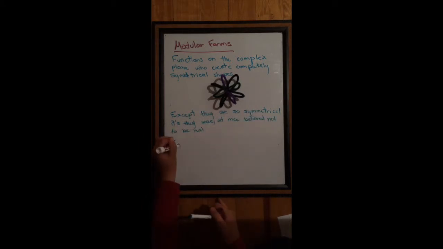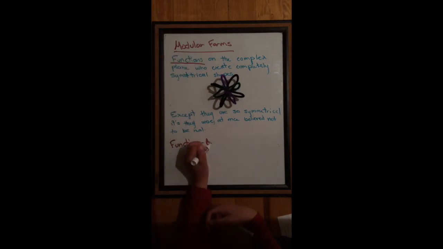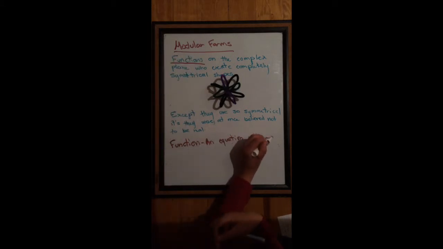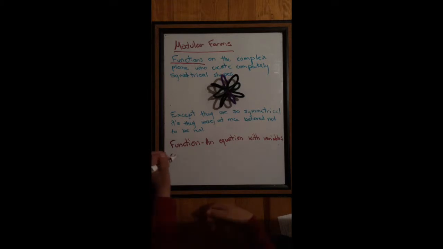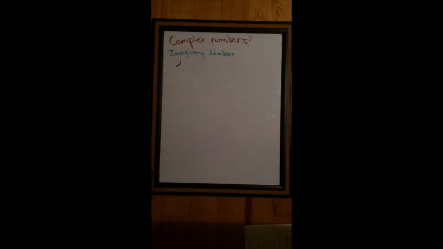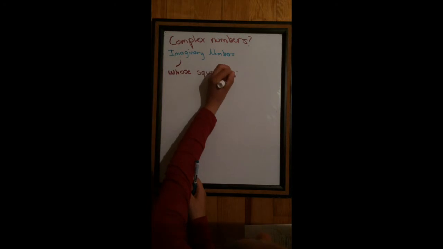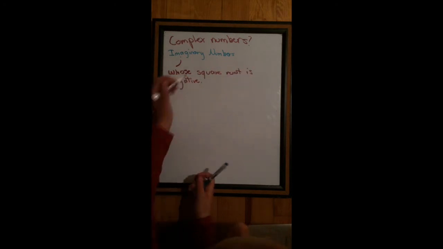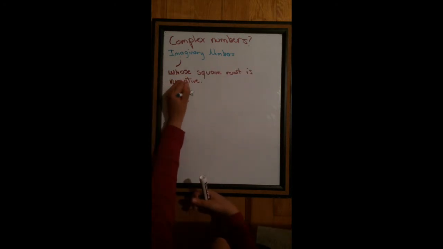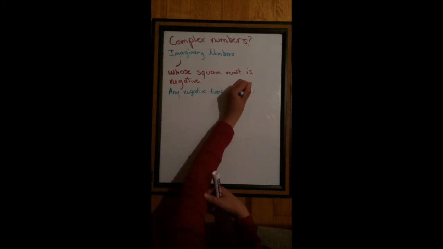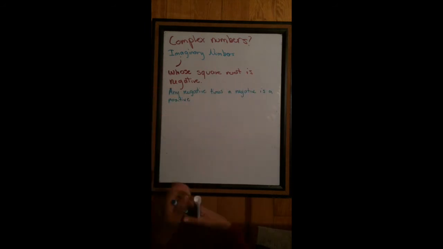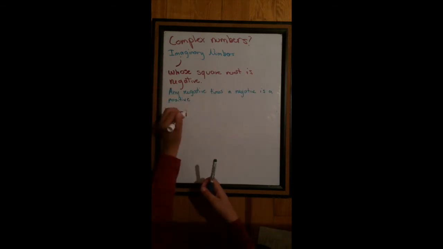So what is a function? It's basically just an equation with variables. And what is a complex plane? A plane where complex numbers lie. And last, what are complex numbers? They are imaginary numbers which are represented by the letter i. Imaginary numbers are numbers whose squares are negative, which is impossible because every negative times a negative is a positive.